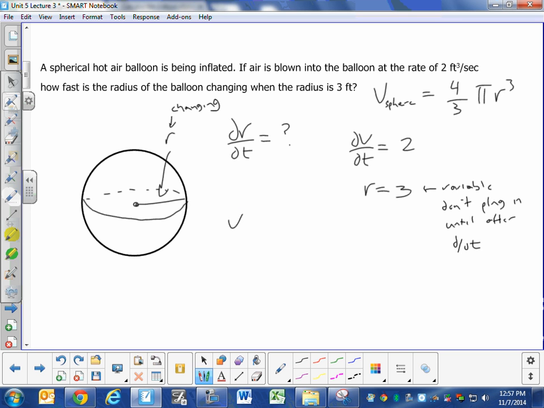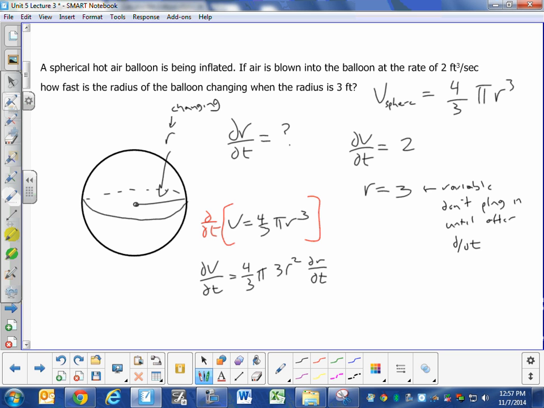So I get V is equal to 4/3 pi r cubed. I got all my information down. I don't have any fixed quantities that I can plug in. So I take the derivative with respect to t of it. I get dV/dt is equal to, now 4/3 pi, it's just a constant, so just leave it off to the side. Take the derivative of r cubed, 3r squared, dr/dt.